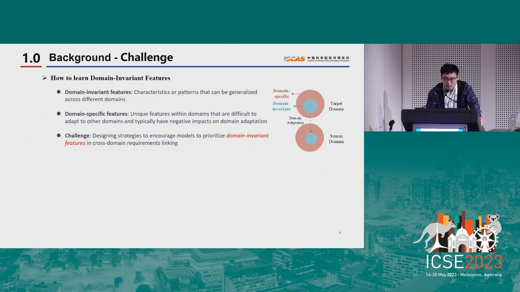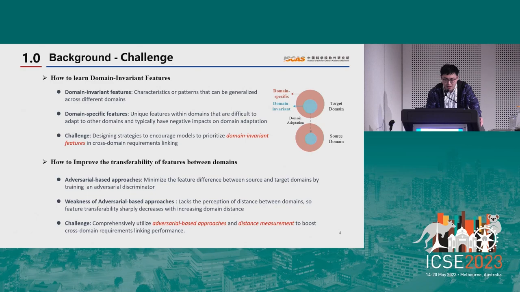The second challenge is how to improve the transferability of features between domains. Recently, adversarial-based approaches have been successfully brought into domain adaptation, which minimize the feature difference between source and target domains by training an adversarial discriminator. However, this approach lacks the perception of distance between domains, so feature transferability sharply decreases with increasing domain distance. So it is challenging to comprehensively utilize adversarial-based approaches and distance measurement to boost cross-domain requirements linking performance.